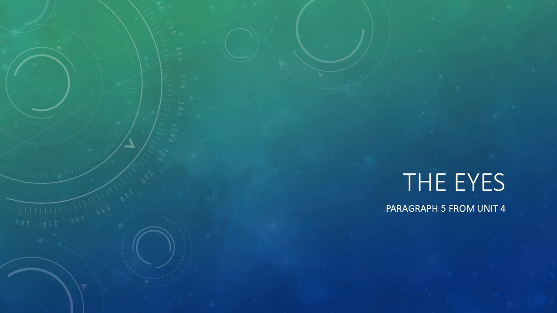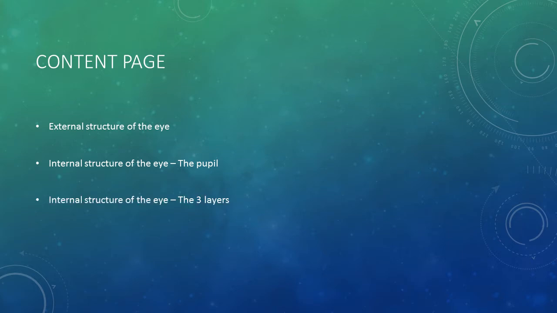Today we're doing unit 4, senses and coordination, and we're doing paragraph 5 about the eyes. In this video we'll address the outside of the eye, so the things we see on the outside of the eye. Then, still a little bit outside and a little bit inside, we're going to look at the pupil. Finally we continue on the inside and we'll see 3 layers, and one of those layers is the retina. We'll need to give a little special attention to the retina.